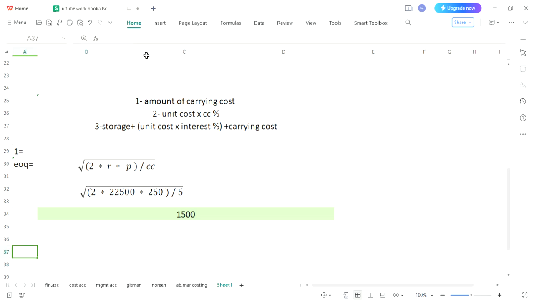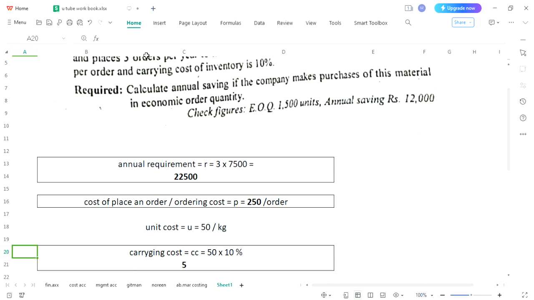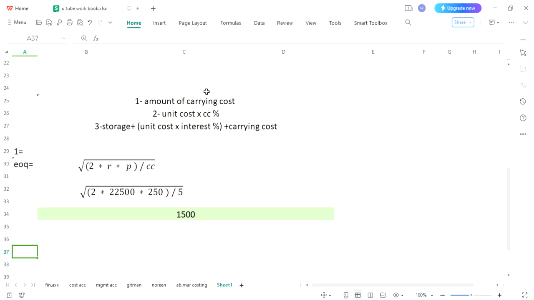Now there is the next step, and what actually we are going to calculate is annual saving. I have told you the concept of economic order quantity is the number of units with which you can get maximum economy. Most economical number of units with which you will get least cost but best profits you will get if you will order your number of units according to economic order quantity. Alright, then how you will calculate the saving?